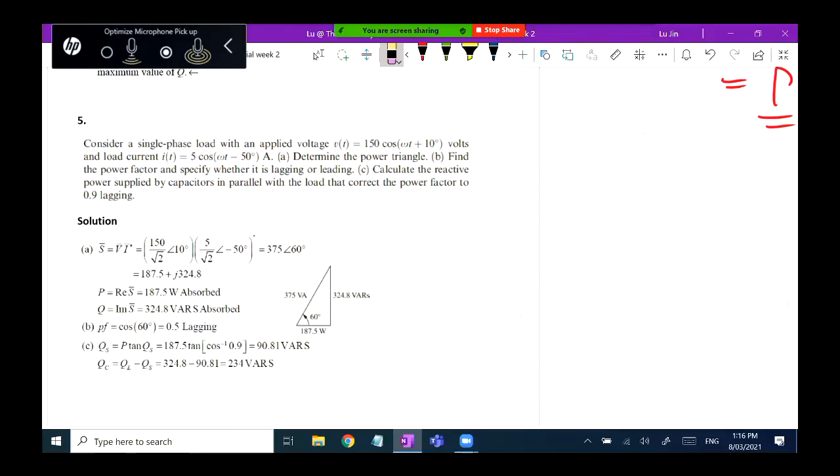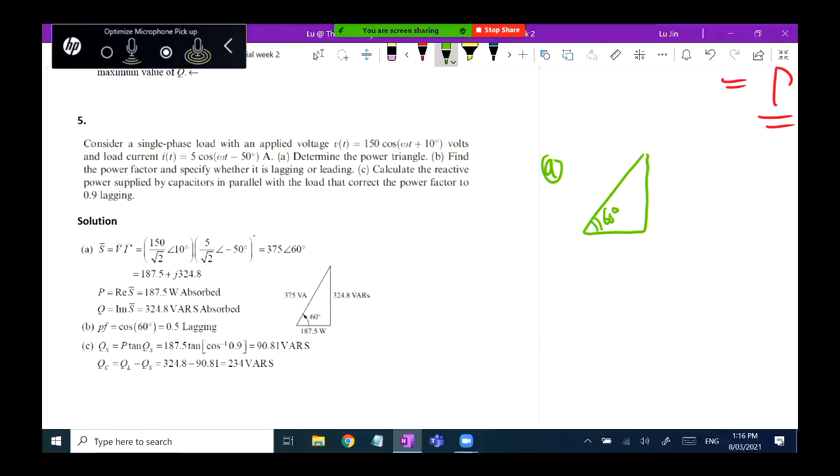Now we can just draw the draft triangle. For A, its shape looks like this. So this is our power triangle for part A. We have known this one from the condition, and we have already known the angle. It is 60. So 10 minus negative 50 gives us positive 60 degrees. This is just the angle. The remaining things are the values of the edges of this triangle.